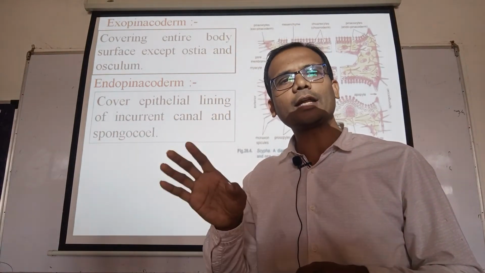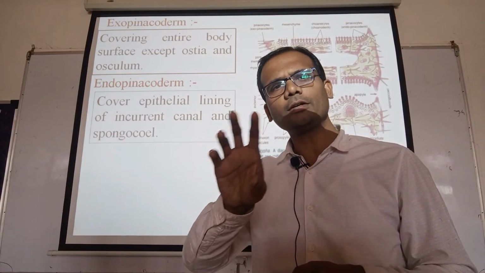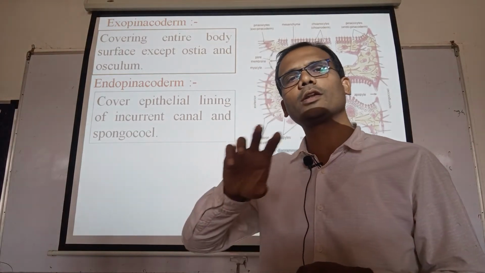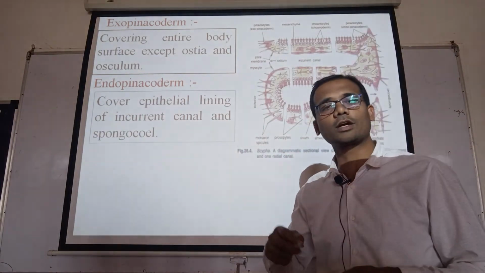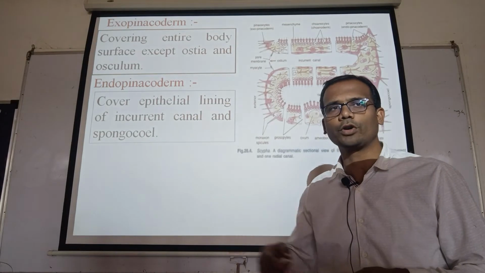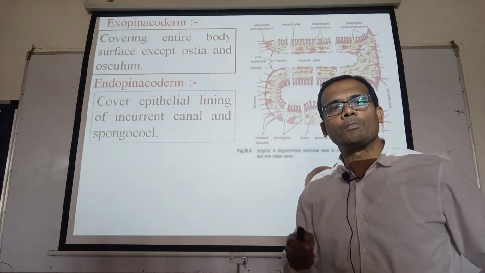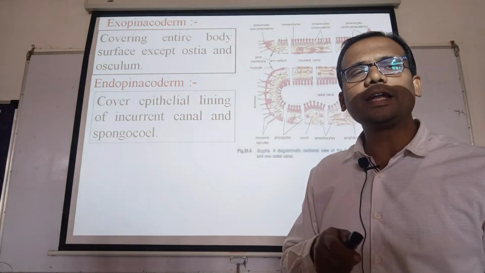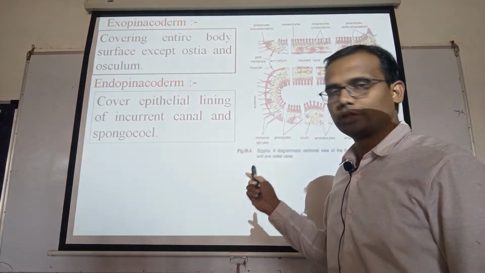The osculum and these pores are the only places where the exopinacoderm is not present. Otherwise, the exopinacoderm covers the whole body. The endopinacoderm covers the epithelial lining of the incurrent canal and the spongocoel.